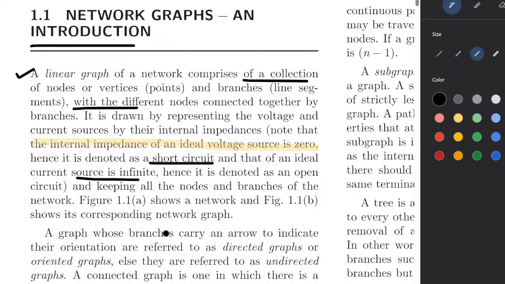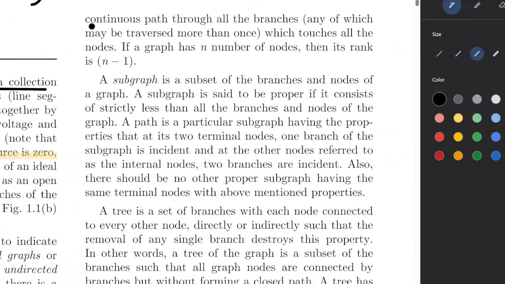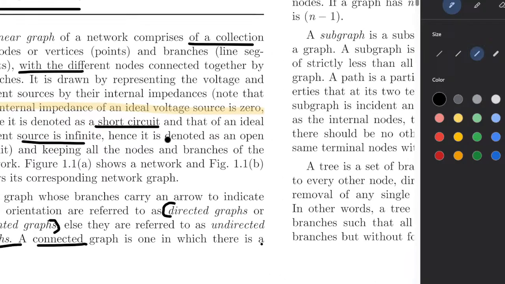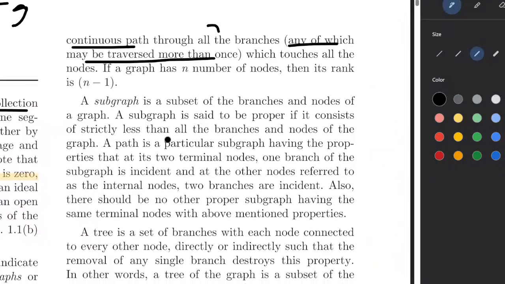A graph whose branches carry an arrow to indicate the orientation is referred to as a directed or oriented graph; otherwise it is referred to as an undirected graph. A connected graph is one in which there is a continuous path, any of whose branches may be traversed more than once, touching all the nodes. If there is no arrow given, then I refer to it as undirected.